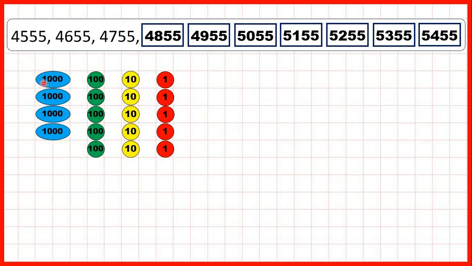We can show the counting using place value counters as well. So we start with 4,555, and by counting in hundreds, what we're doing is adding 100 each time. But then, once we've got 10 hundreds, we need to exchange those for one extra thousand, because we can only have one digit in each place value column. Once we've done that, we can keep on adding hundreds until we get to 5,455.